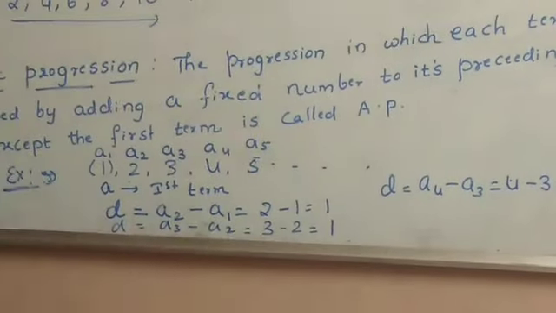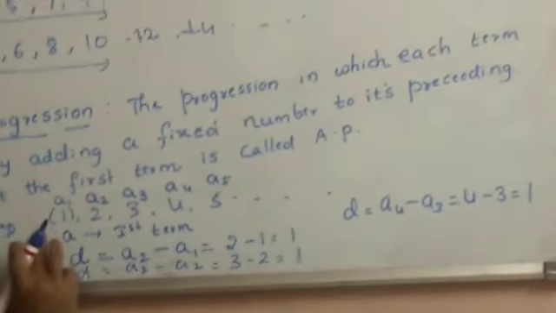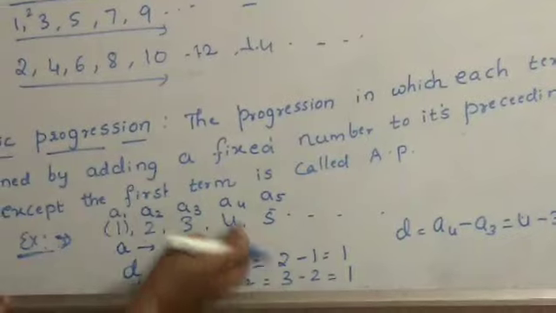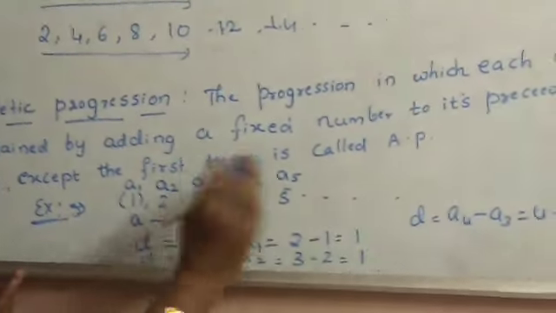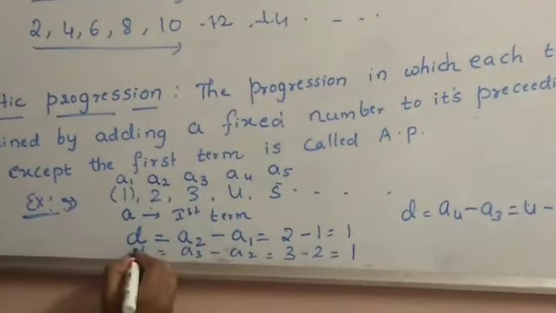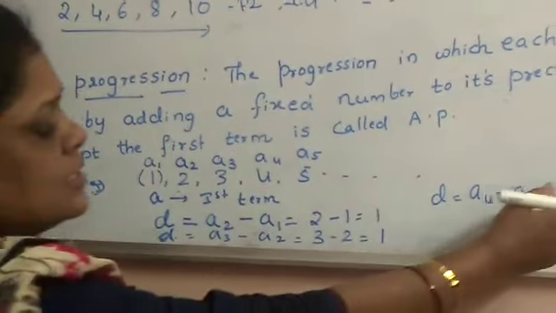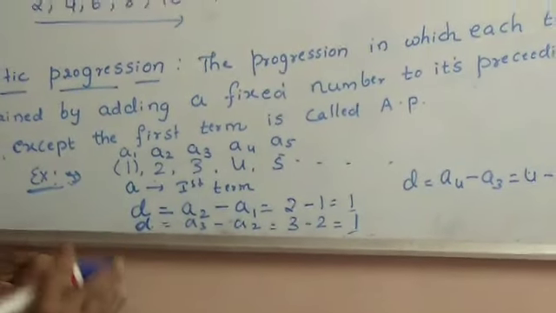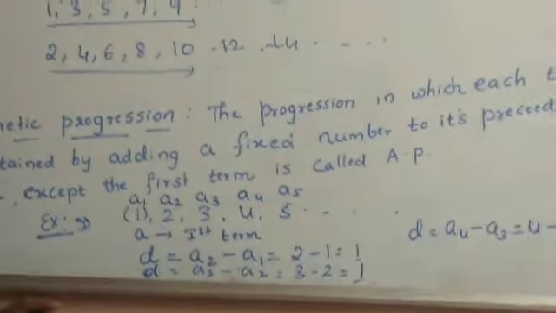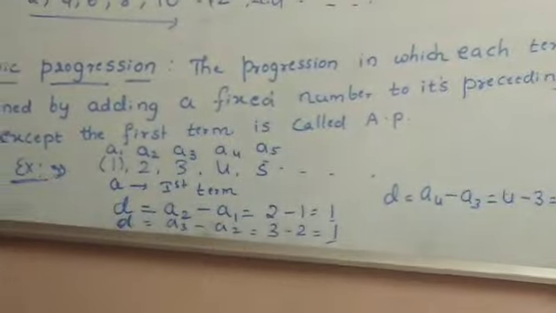Then how will we find out the difference between the two terms? A2 minus A1, A3 minus A2, A4 minus A3, A5 minus A4, A6 minus A5, like that. We have to find out whether there is a common difference. Common difference means you have to get the same number after subtracting the preceding term from the succeeding term. Then it is called an AP.